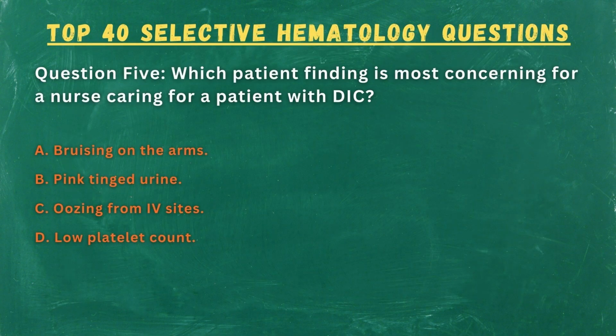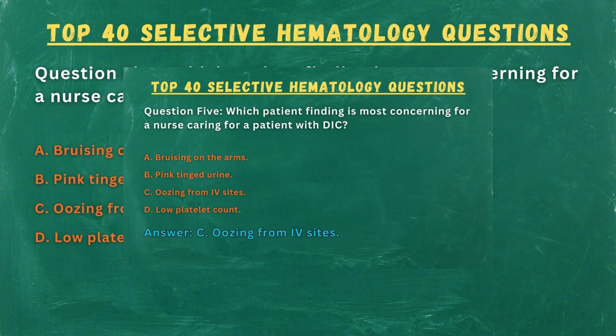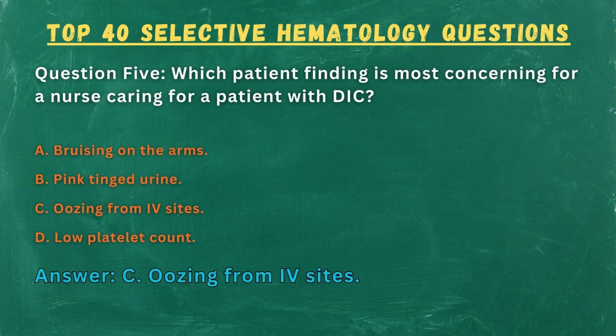Question 5. Which patient finding is most concerning for a nurse caring for a patient with DIC? A. Bruising on the arms. B. Pink-tinged urine. C. Oozing from 4 sites. D. Low platelet count. Answer. C. Oozing from 4 sites.